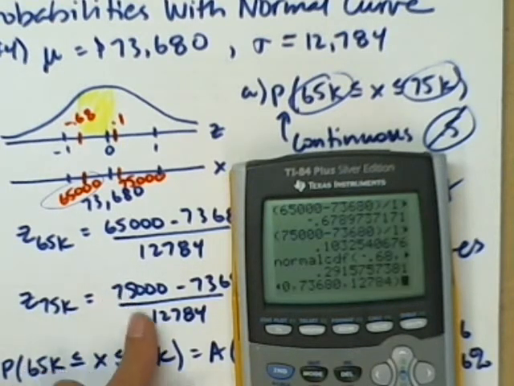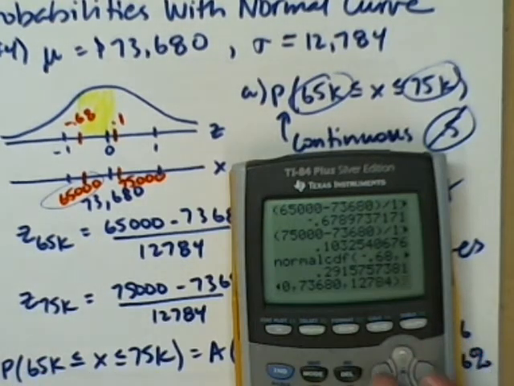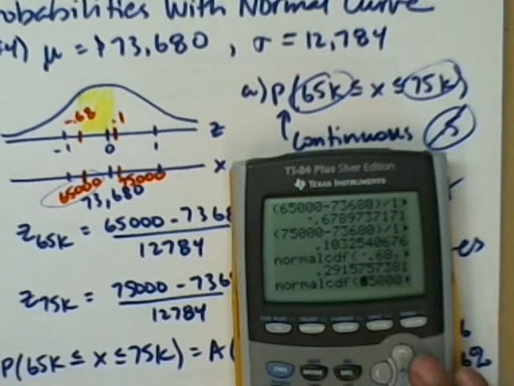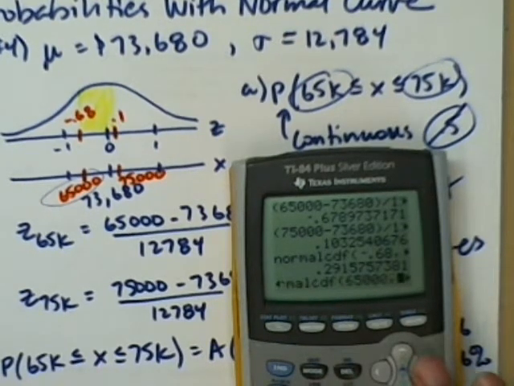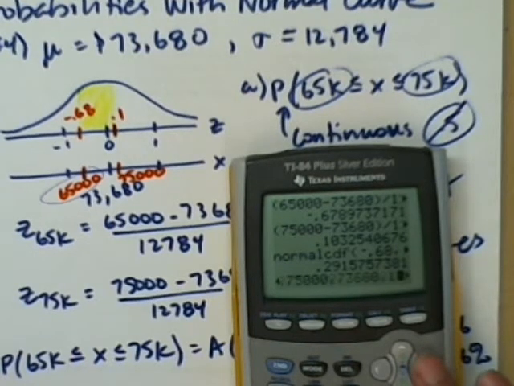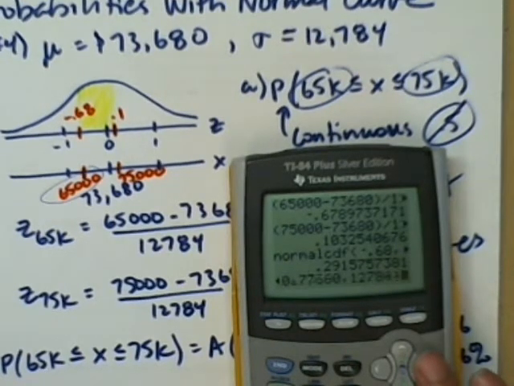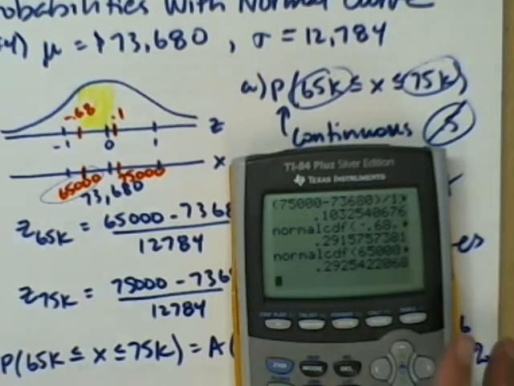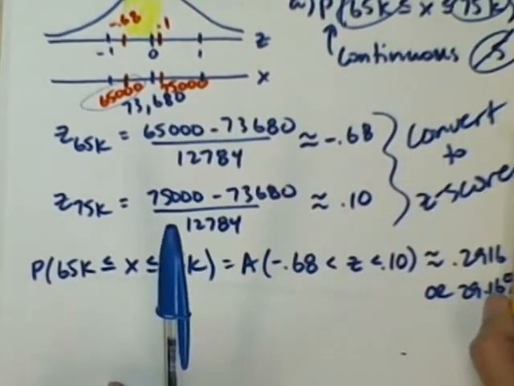Before I hit enter, take a look at what my calculator enters. It enters, let me back up, a normal CDF. Okay, so it starts with the lower, comma, the upper, comma, the mean, comma, the standard deviation. So if you have the other operating system, you can still do it. I'm going to write the order down on the calculator.